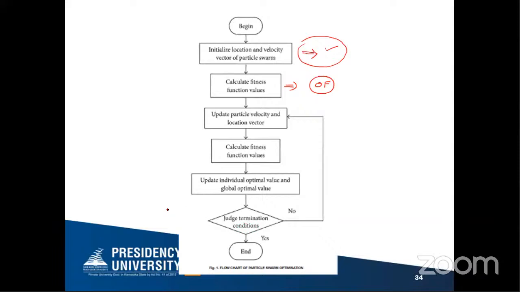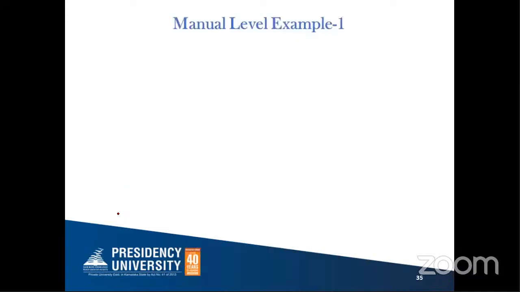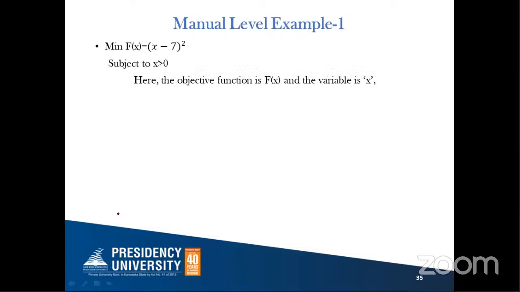For terminating, we can keep some conditions. Let us say maximum iterations is 1000. Otherwise, the minimum value of error is 0.01. Like that, we can keep some conditions and then we can terminate it here. Right. Let me see one example quickly so that you'll get some knowledge of how we can do this.